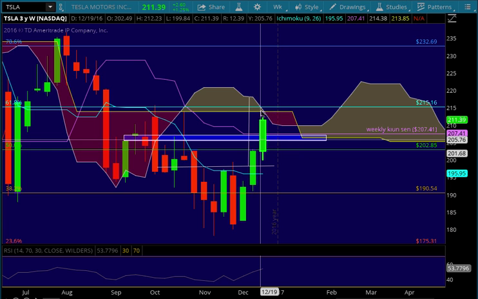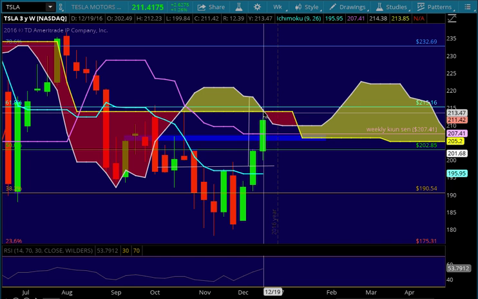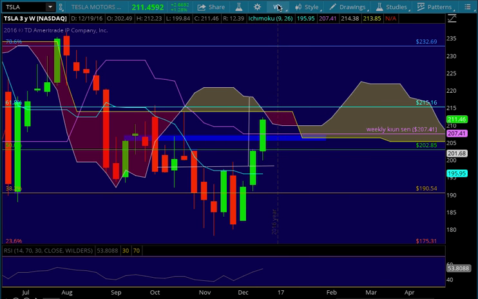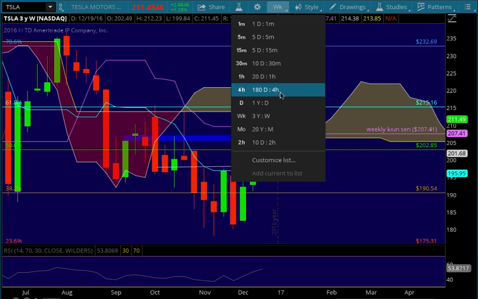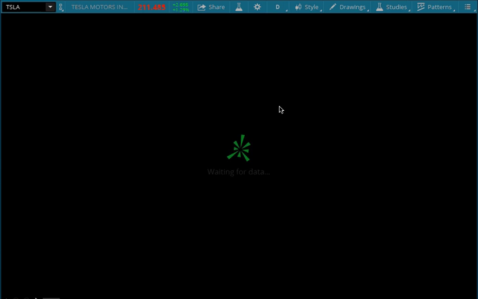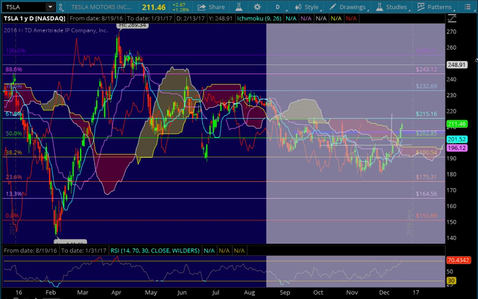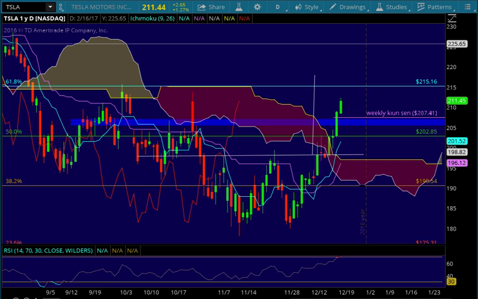One thing to note at this particular juncture, we do have a cloud twist, so it's possible that price action could jump through this area, seeing that there is not that much resistance really in this cloud area. All right, looks like we're back in business with the chart not being frozen anymore. Let's move down to the daily time frame. I'm going to leave my weekly fibs on there because they are still valid.